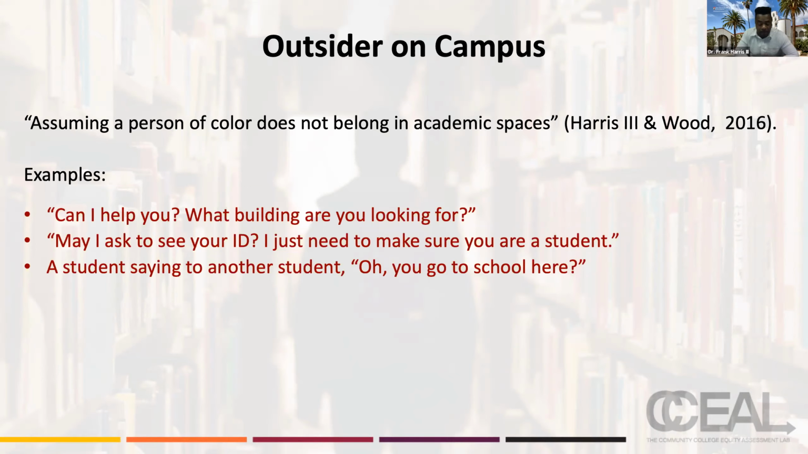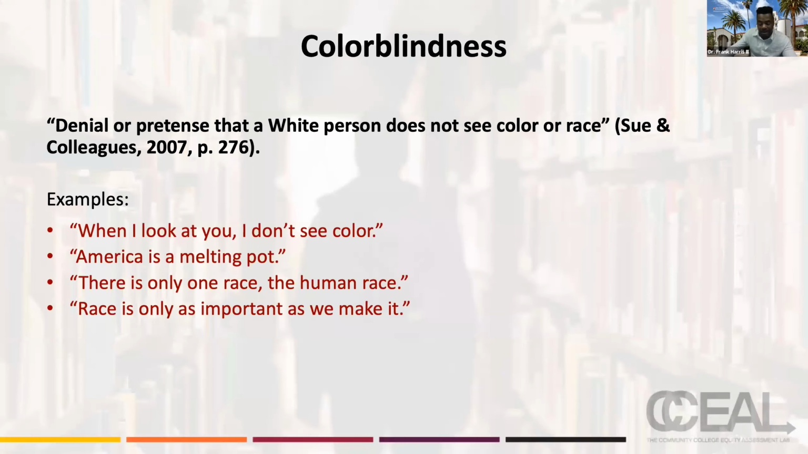Next one is colorblindness. Now, this one occurs when a person pretends not to see color. I admit this one can be very, very tricky, and it can be confusing because we're often taught that it's rude or impolite to see someone based on their race. Now, I would say this: it's not rude to recognize someone's race. So, an example, it's not rude to recognize that I'm Black, I think it's pretty apparent.